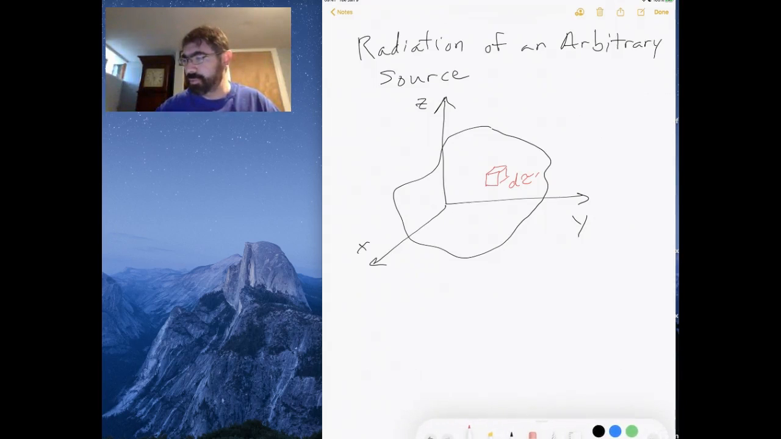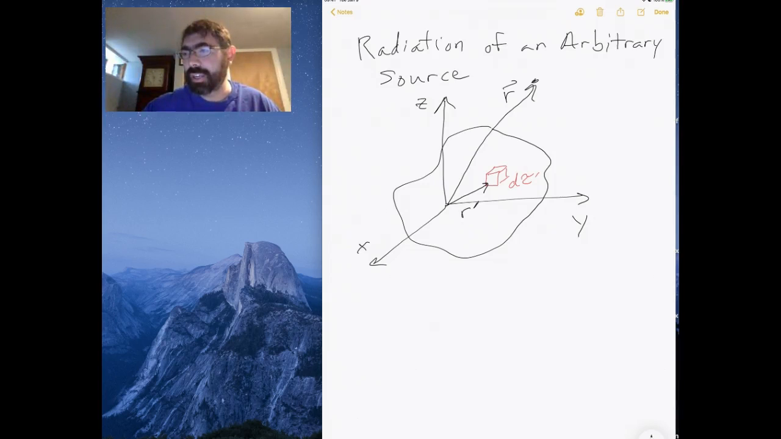So what we're going to do now is label all of our distances. The distance from the origin to the charge, we'll use our familiar r prime. The distance to the point in space where we're measuring the fields is going to be r, and the distance between the charge and the point in space is going to be script r, like we normally set up.